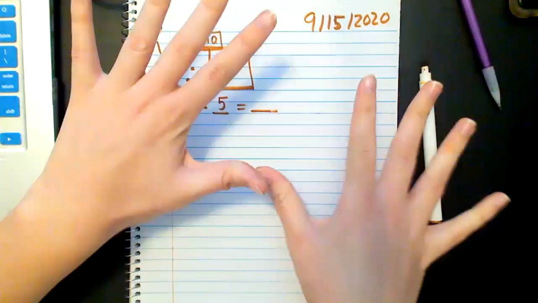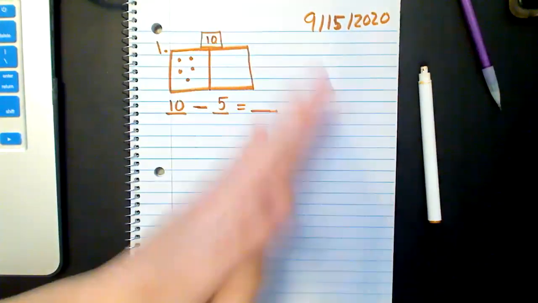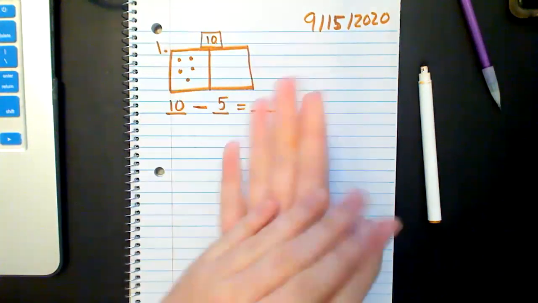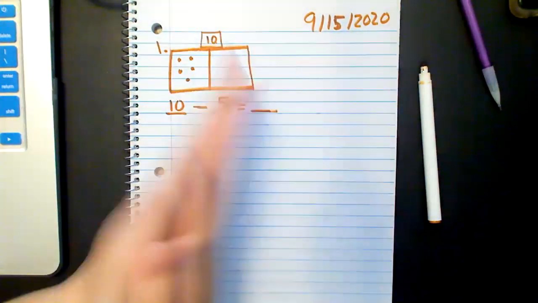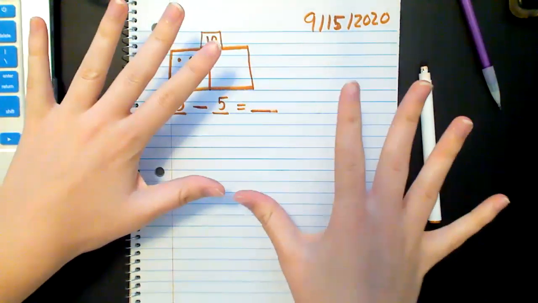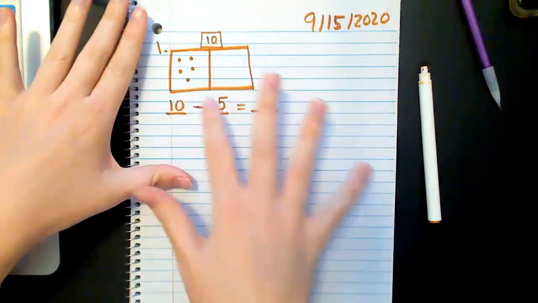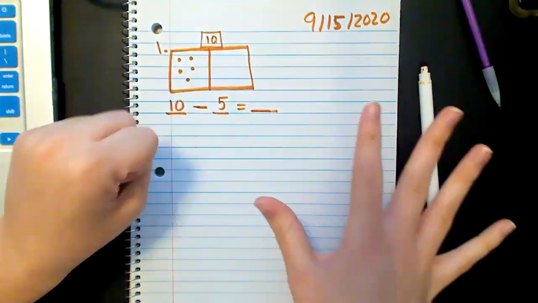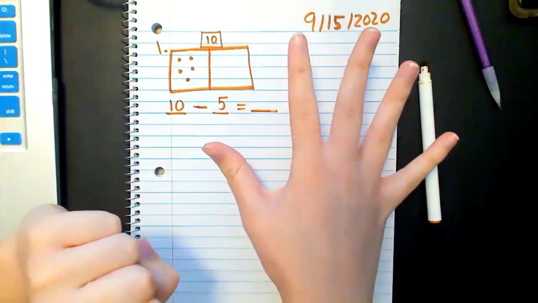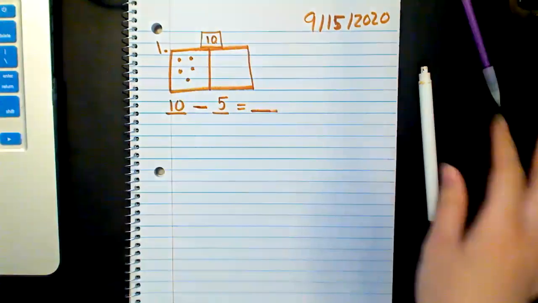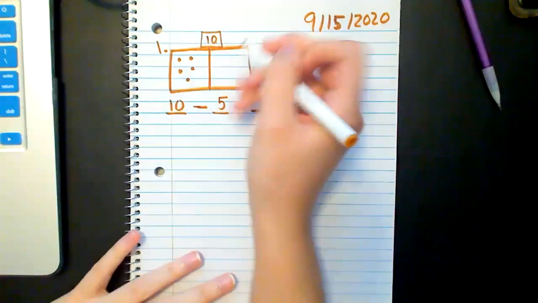So we get our fingers out. I call them spicy fingers, hot fingers, toasty fingers, because we rub our hands together, make them nice and warm, and get them ready to do some math. We show 10, and then we need to take away 5 fingers: 1, 2, 3, 4, 5. How many fingers am I left with? 1, 2, 3, 4, 5. I'm left with 5 fingers, so the missing part must be 5.